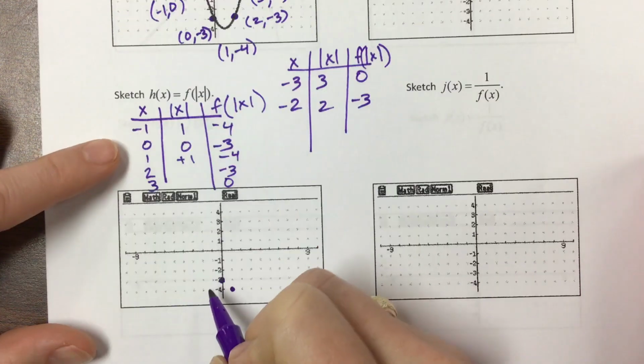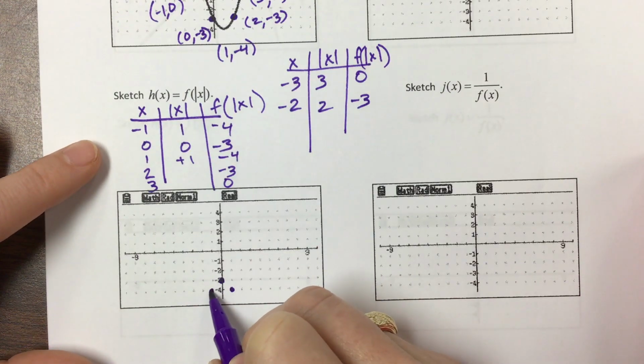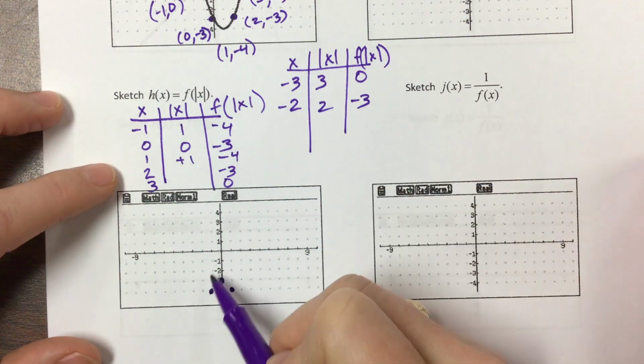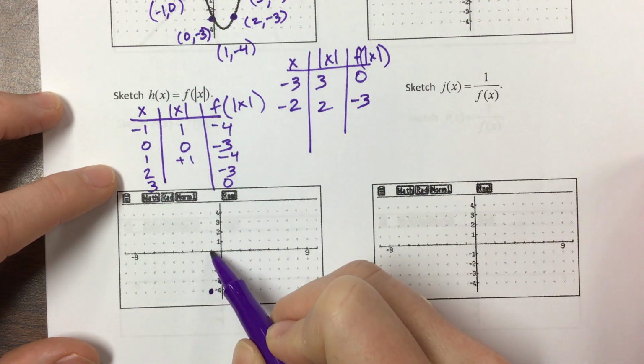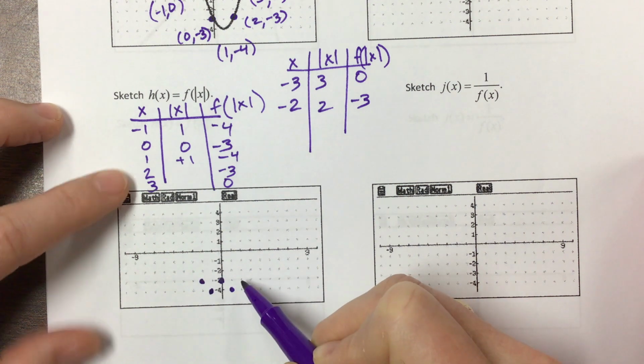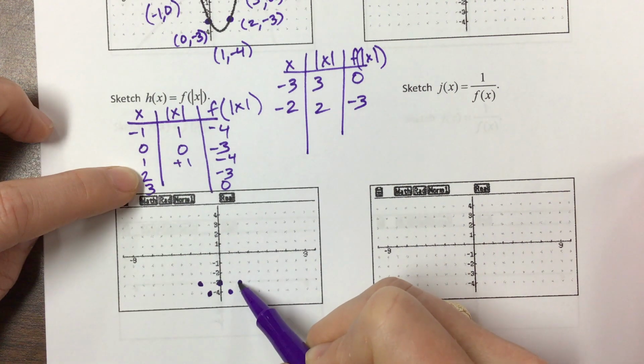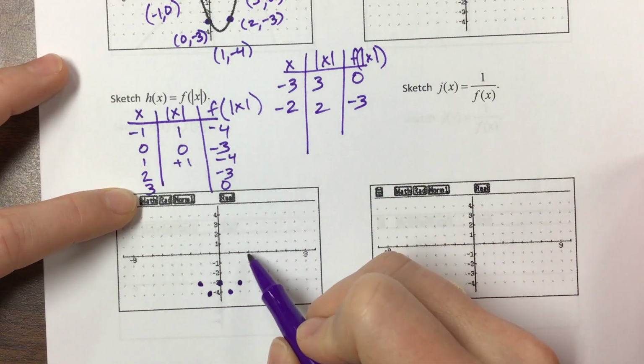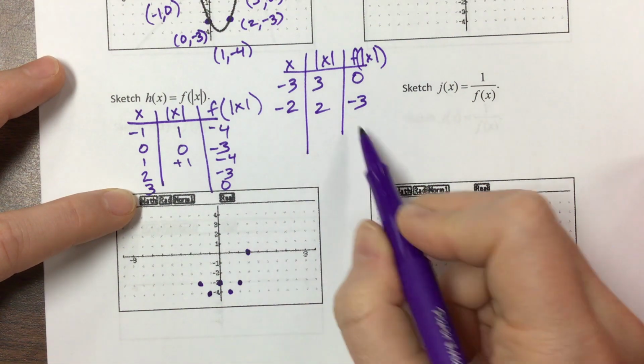Can you see my, oh, I'm so sorry. And that's over here. And then at negative 3, let's do negative 2. At negative 2, it was at negative 3. At positive 2, it's at negative 3. At 3, it's 0. At negative 3, it's 0.